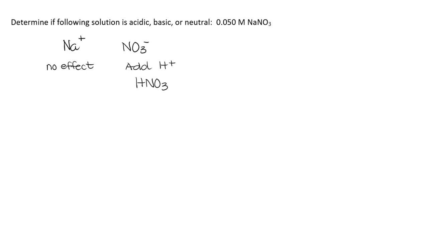So while it's true that HNO3 is an acid, it is a strong acid. And by definition, strong acids dissociate 100%. So even if you could combine them into the acid formula, they're going to separate or dissociate right away. So this ion, also no effect. So because both ions have no effect, this solution will be neutral.